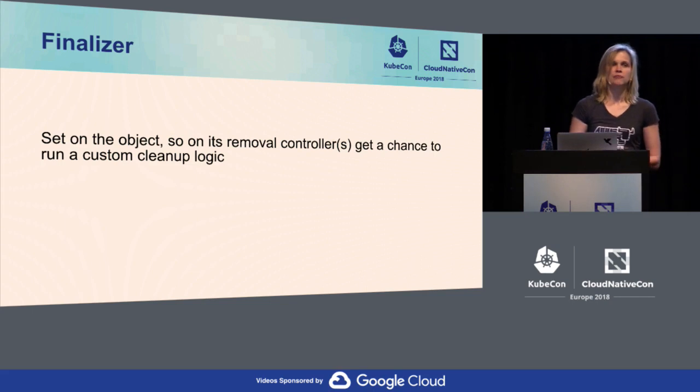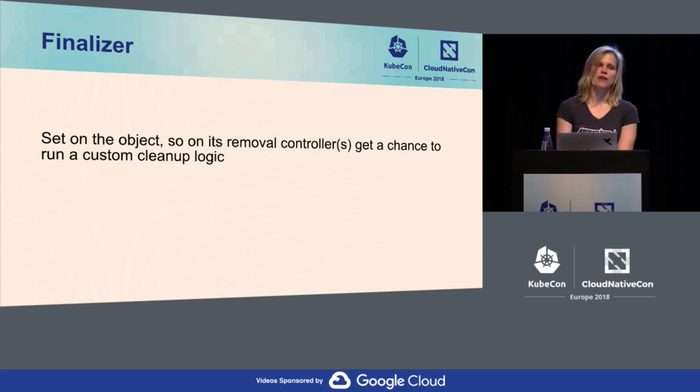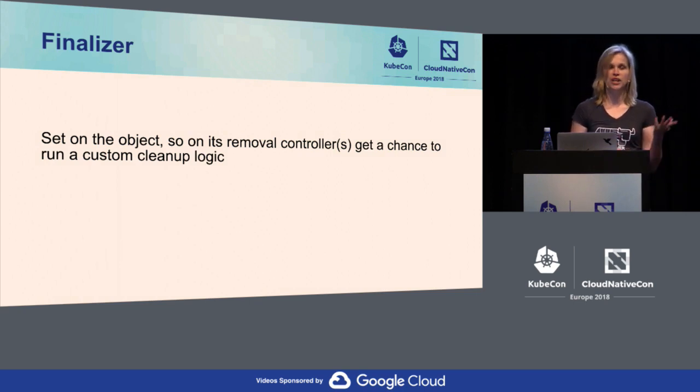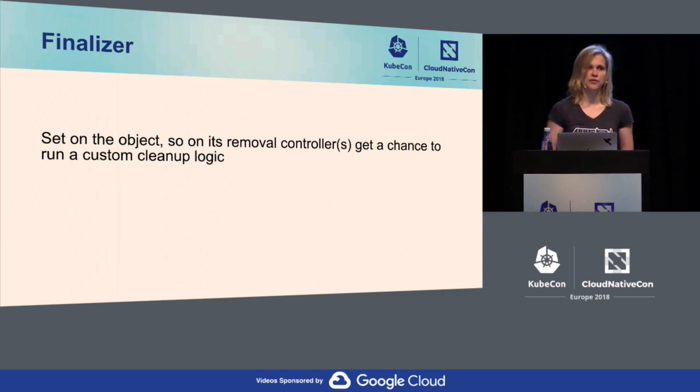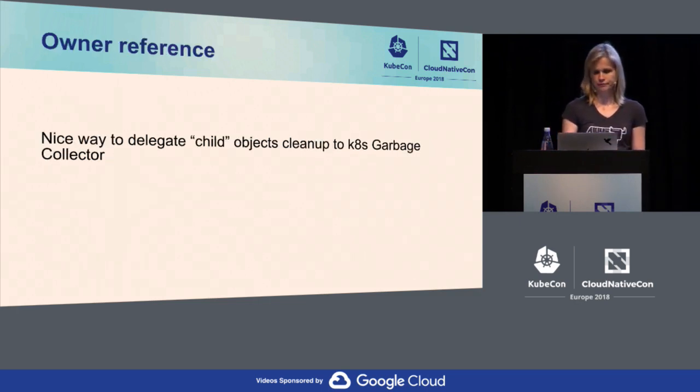Then the finalizer. Use the finalizer only when you have to run the custom cleanup logic for your resource. If you're just listening to the changes to the resource and you don't care about the cleanup, you don't need to access the object spec after it's gone from the etcd, then you don't need the finalizer. You can just go with the regular sync logic.